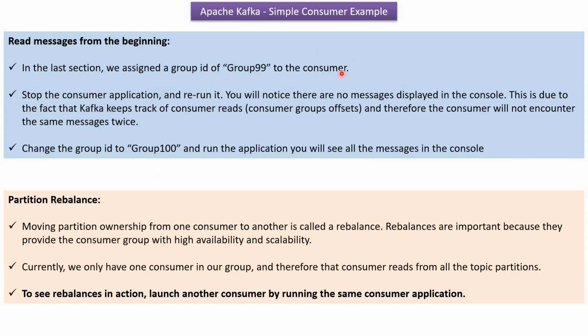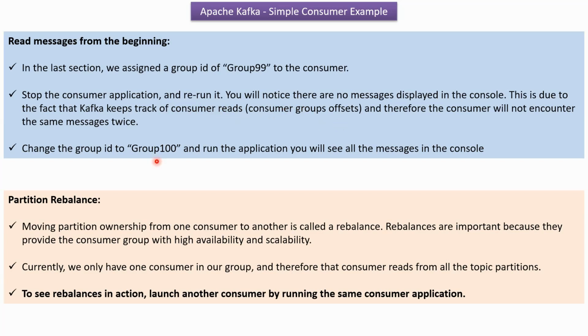So the consumer belongs to the group 99. We will stop the consumer application and rerun the application, and you will notice there are no messages displayed in the console. This is because Kafka keeps track of consumer reads, which is nothing but the consumer group's offset, and therefore the consumer will not encounter the same messages twice.